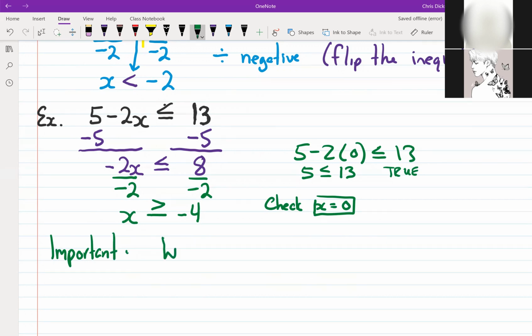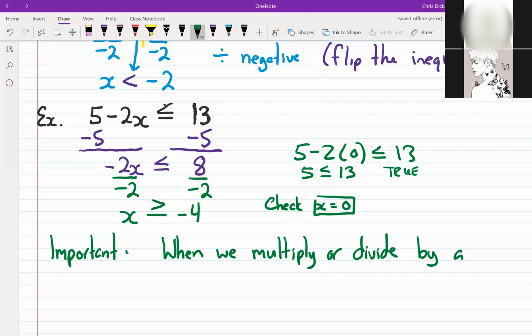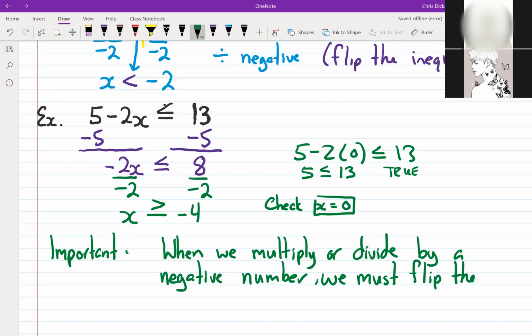So when we multiply or divide by a negative number, we must flip the inequality. Singular, sorry, I was trying to get pluralized there.